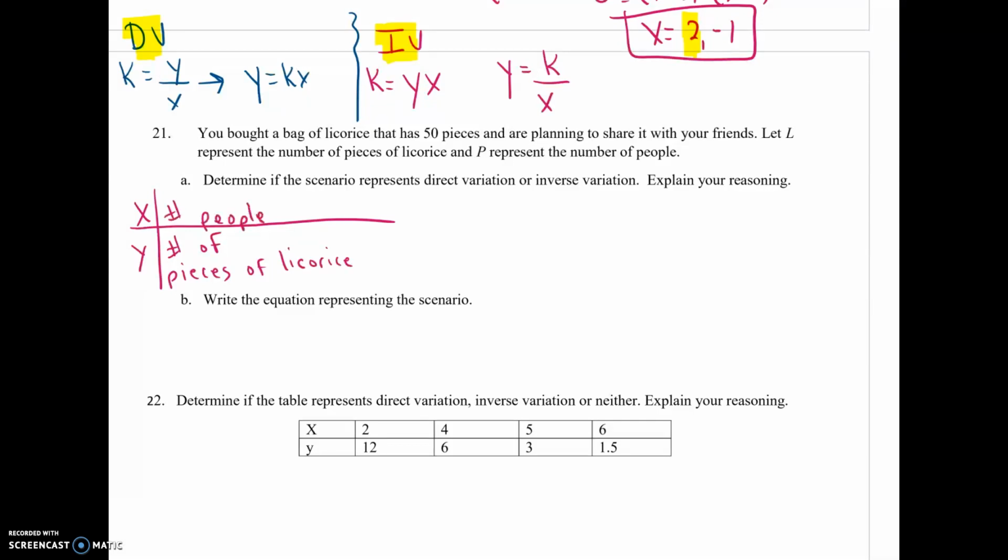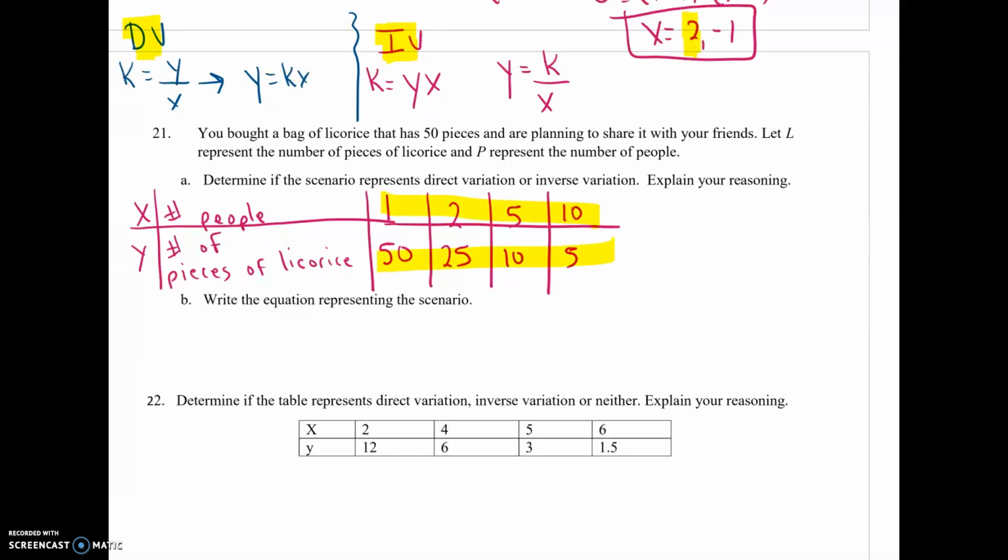Right now I have a set amount of 50 pieces. If it's just me, I'm the only person, then I get 50 pieces of licorice. If there are two people, then we each get 25. If there are 5 people, we each get 10. If there are 10 people, we each get 5. And as I start to look at it, as x is getting bigger, y is getting smaller.